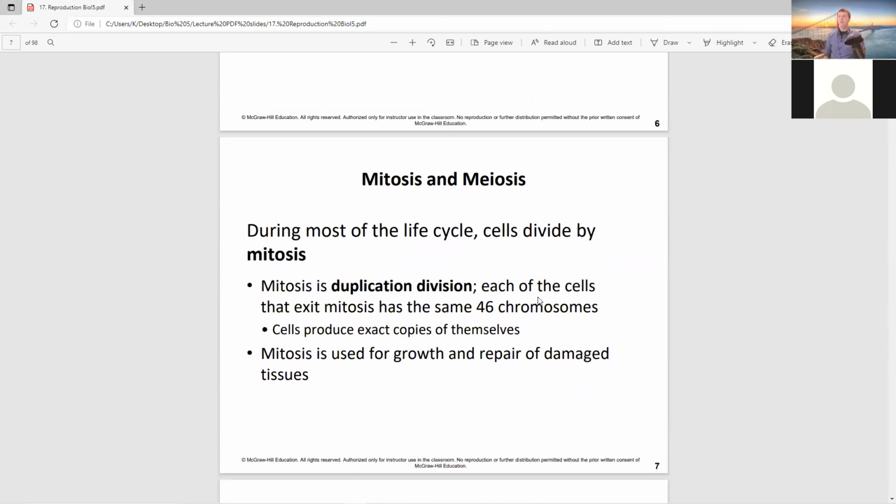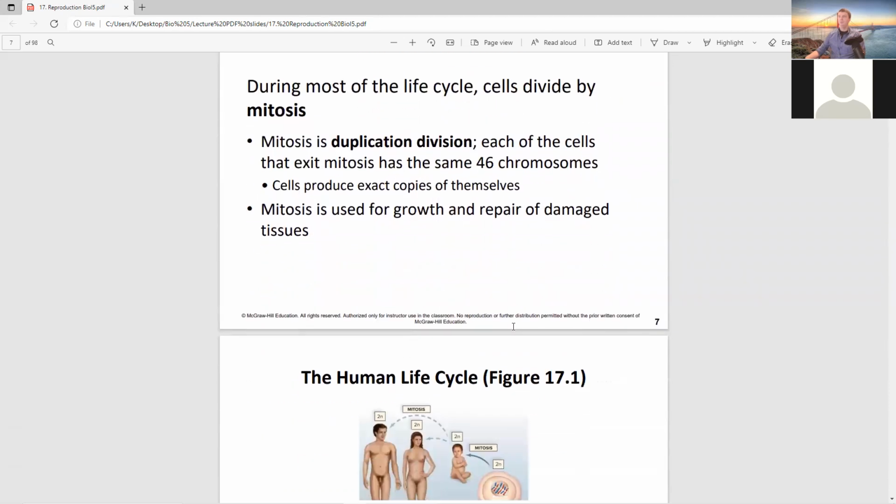So during most of the life cycle, cells divide by mitosis. Mitosis is duplication division. Each of the cells that exit mitosis has the same 46 chromosomes. Cells produce exact copies of themselves. Mitosis is used for growth and repair of damaged tissues.